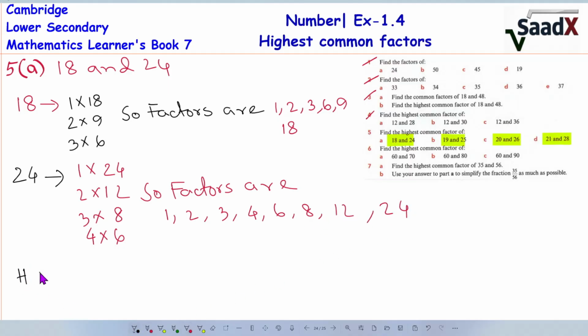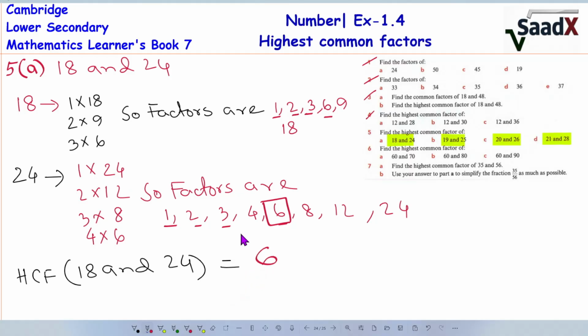So HCF of 18 and 24 equals to, which one is the highest common factor? Here common factor is 1, 2, 3, 6, right? So 6 is the highest. So our answer is 6.